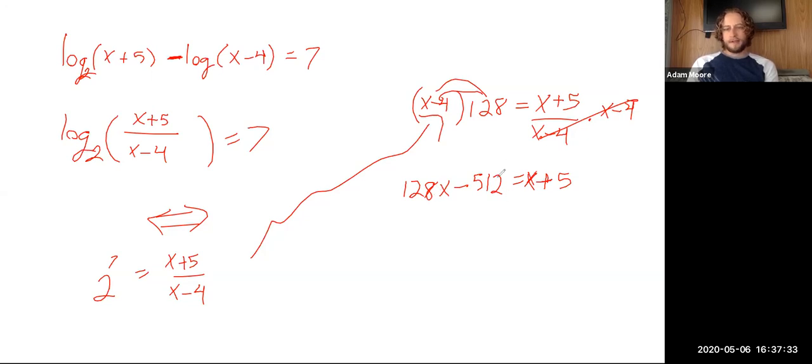And then we've got to get the x's by itself, but there's two different ones. So maybe I'll move one of them. This is a 1x. You guys okay if I just minus the 1x over here? Minus 1x. And then what is that? 127x minus 512 equals 5. And now at least we can solve it. How do I get rid of that minus 512, guys?